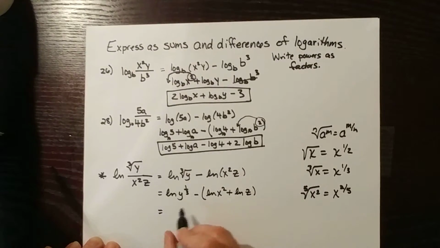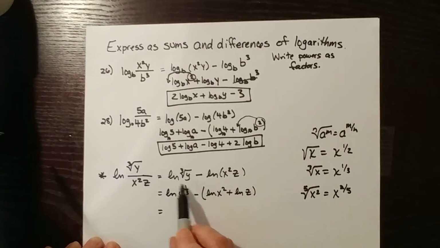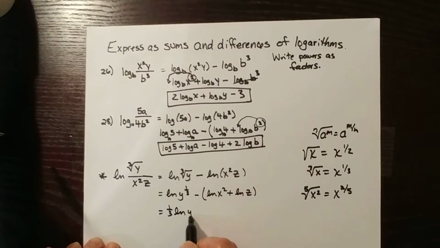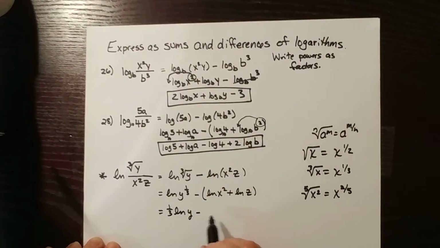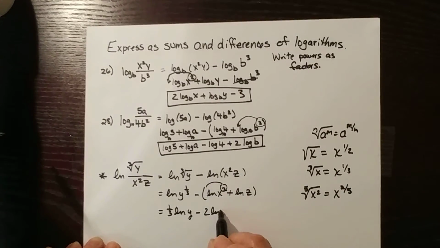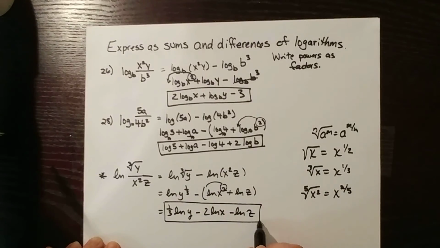This is equal to, I'm going to kick the power in front. Write powers as factors. I'm going to move the 1/3 to the front. 1/3 times the natural log of y minus 2. I'm going to move the 2 to the front here, times the natural log of x. This negative also gets distributed here, minus the natural log of z. And that's the final answer for that one.